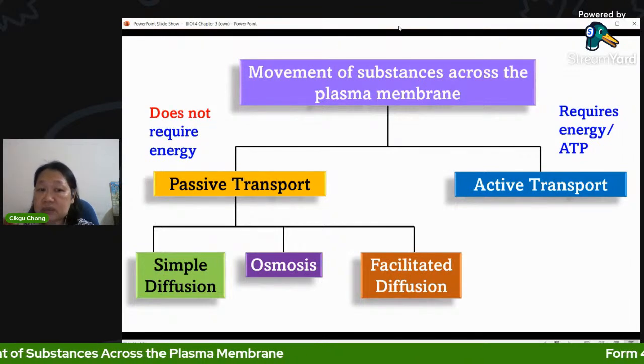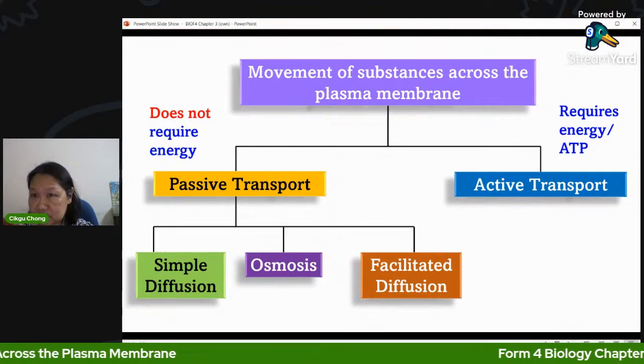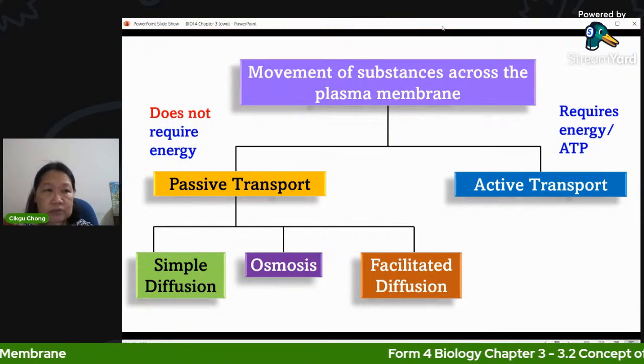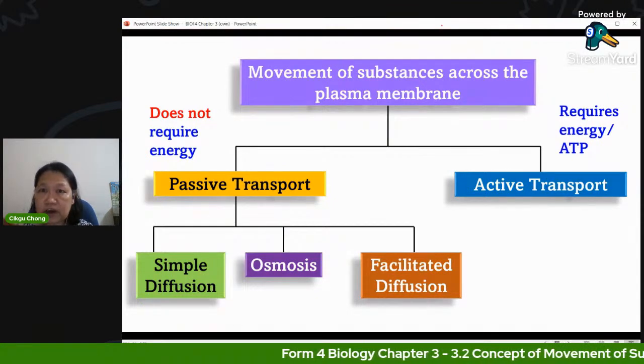We start with simple diffusion. Okay, I don't think there are any questions here. A few of you are watching, but I think there are no questions here so far. Let me carry on, yeah?